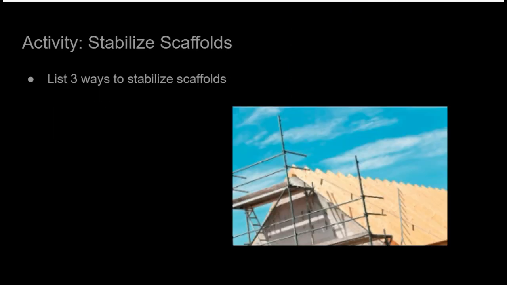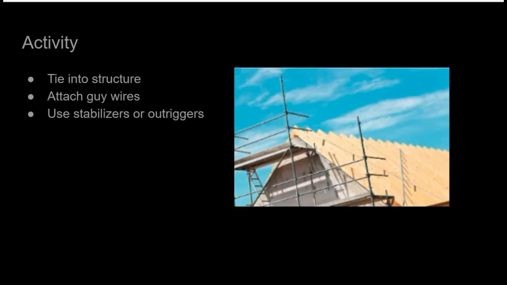Now time for an activity. List 3 ways to stabilize a scaffold. That's correct. A scaffold can be stabilized by tying it into a structure, attaching guy wires, or using stabilizers or outriggers.